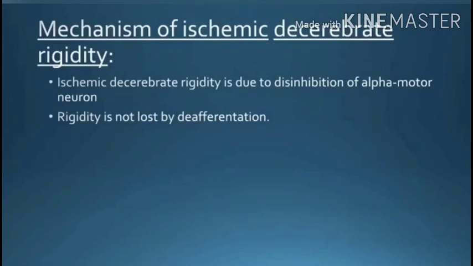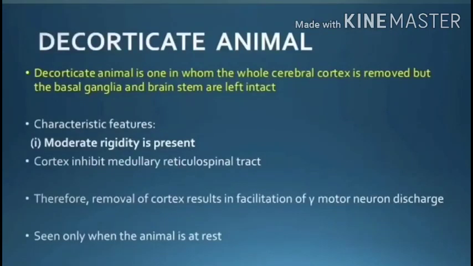Now the decorticate animal. A decorticate animal is one in whom the whole cerebral cortex is removed, but the basal ganglia and brainstem are left intact. Characteristic features: moderate rigidity is present. Cortex inhibits the medullary reticulospinal tract. Therefore, removal of the cortex results in facilitation of gamma motor neuron discharge. Seen only when the animal is at rest.